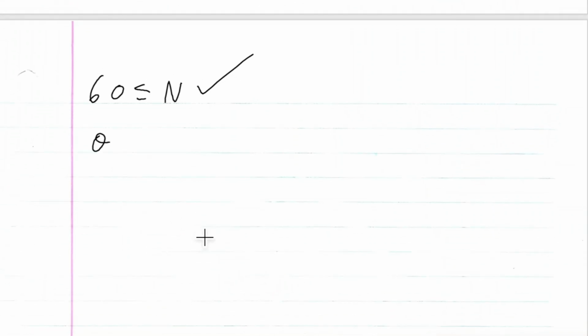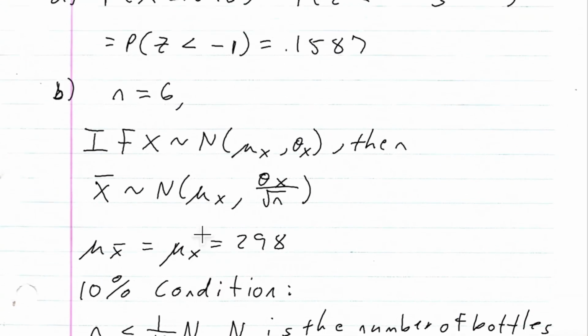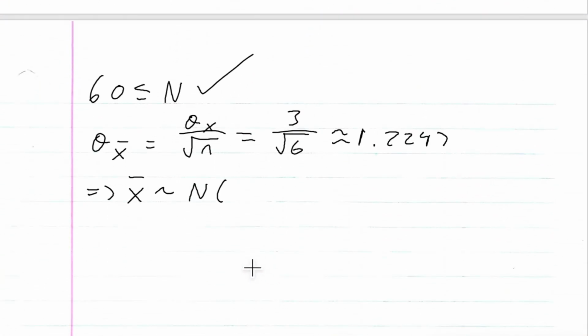So we know that the standard deviation of x bar is equal to the standard deviation of x over the square root of n. The standard deviation of x was 3, and this was the square root of 6, which is approximately 1.2247. So now this implies that x bar follows a normal distribution with a mean of, what was the mean again? The mean was 298, right? Yeah, 298, and standard deviation of 1.2247.